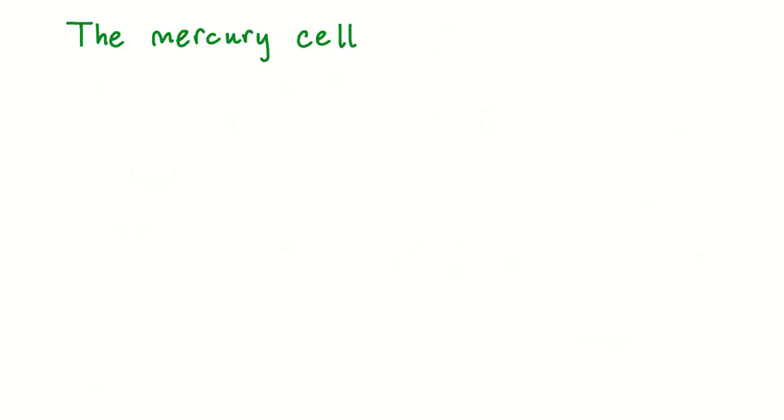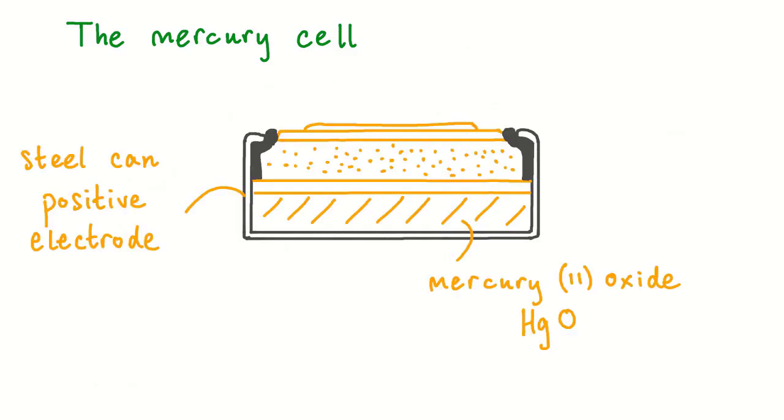In the next section of this video, we'll take a detailed look at a specific type of primary galvanic cell called the mercury cell to understand how the electrons flow within it. The mercury cell consists of a steel can that acts as a container, but it's also in contact with mercury(II) oxide that has the formula HgO. This part of the cell forms the positive electrode or cathode, which is where a reduction reaction will take place.